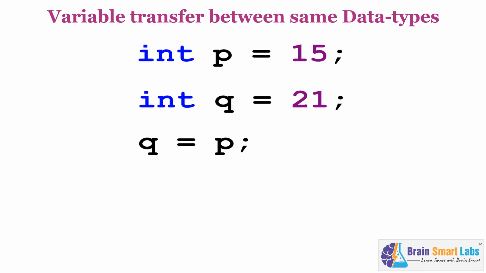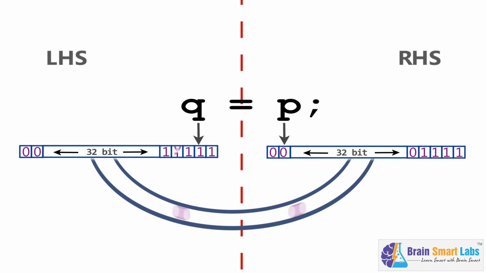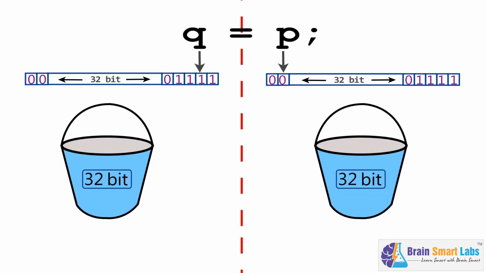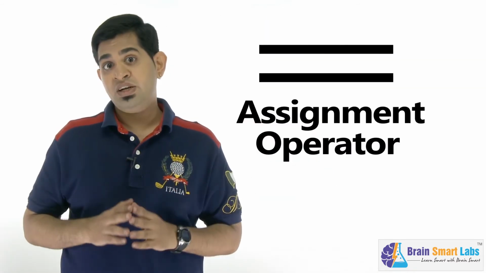Let us consider one more example by taking int p is equal to 15 and int q is equal to 21. If we initiate the transfer between them by saying q is equal to p, the 32 binary bits present on your RHS will transfer and copy themselves onto the 32 binary bits placed on your LHS. Once again, the variable transfer happened very smoothly as both variables are 32 bits in length. This is the exact process that happens when you initiate a variable transfer using the assignment operator.